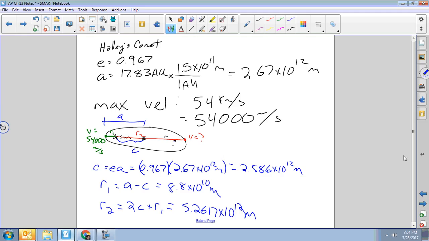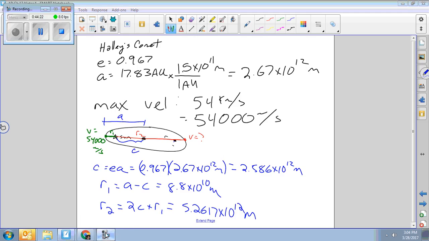I hope you guys are okay with this, me kind of making up this example here at the last minute. I think this will be instructive.